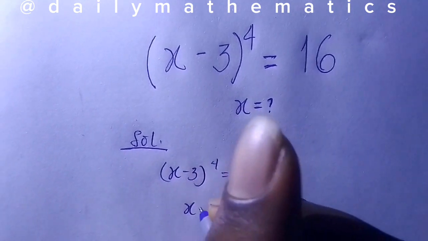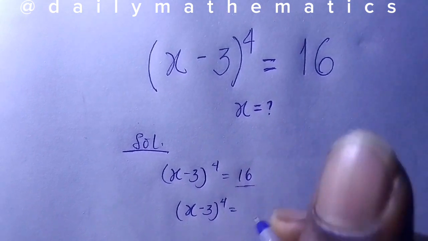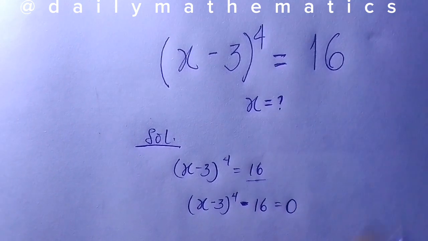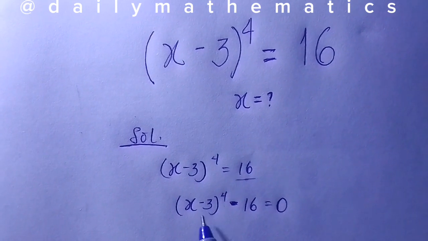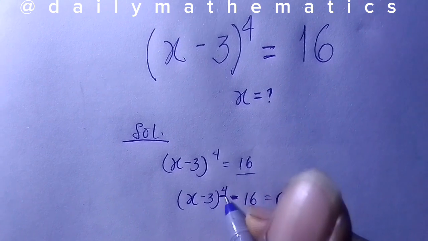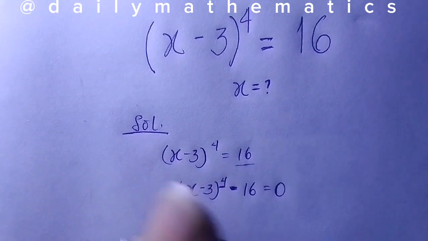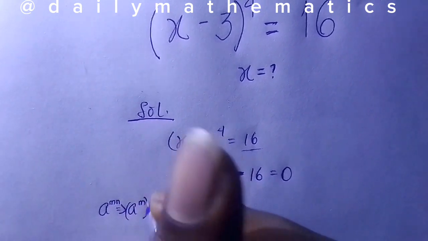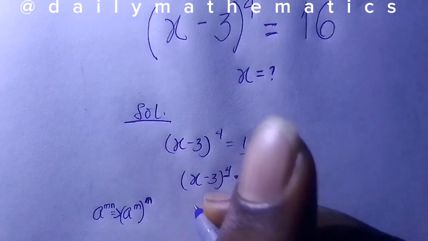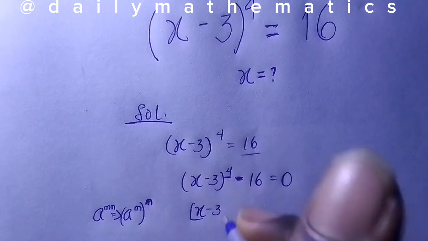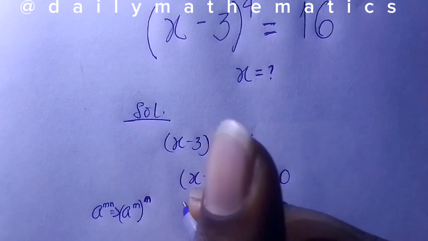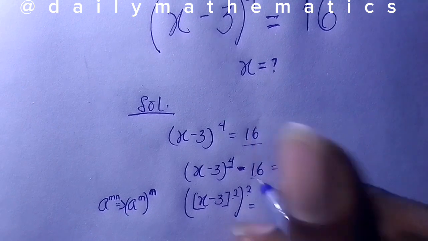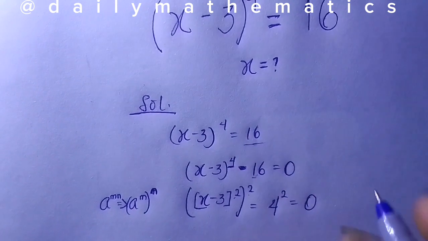So from here we have (x − 3)^4 equals, when it's coming to the other side of the equation, it becomes minus 16 equals 0, right? All right, so now what do we do? Now this is raised to the power of 4. We can split it. When we have a^(mn), it can become (a^m)^n, right? So from here we can have ((x − 3)^2)^2, since 2 times 2 is 4, minus 16, which is also 4^2, equals 0, right?